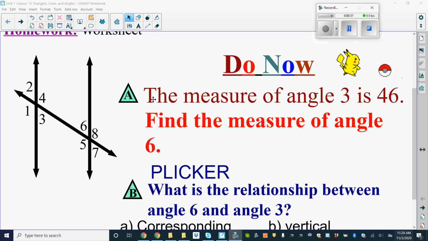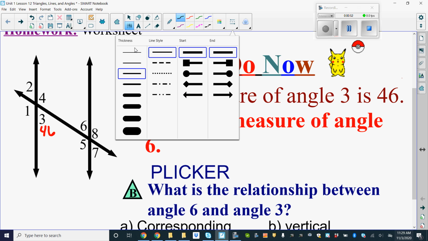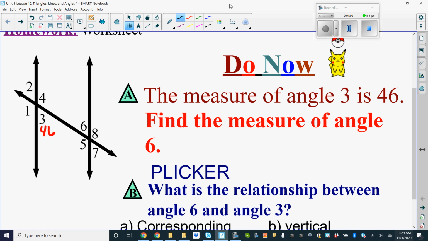But first, let's just start with the do now. And we're going to just start with A. The measure of angle 3 is 46. So wherever angle 3 is, I'm going to put 46 degrees, and find the measure of angle 6. Whenever they're just asking us for an angle, we want to always try to use our tricks if possible. So I like to always draw the zigzag because it's there to help us. When we draw the zigzag, it's showing us all of the angles that are equal to each other.